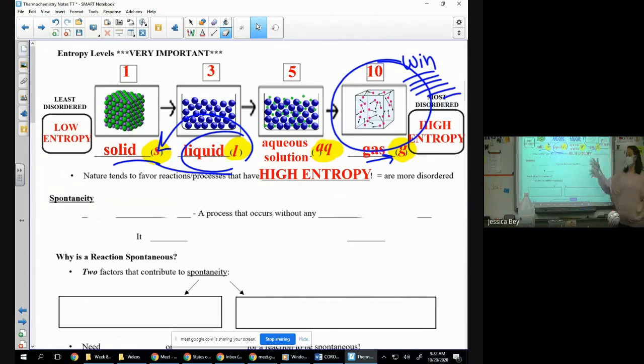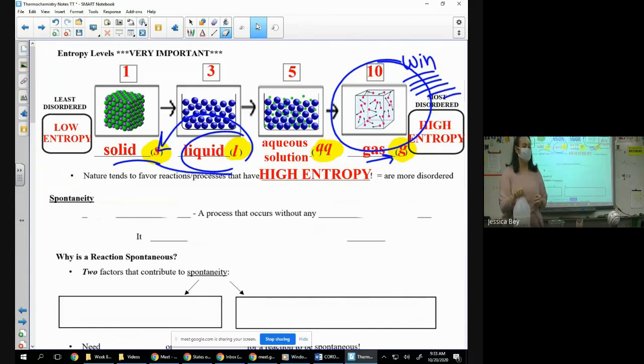Okay, so now we have two pieces. This thing about thermal energy and this thing about increasing or decreasing entropy. We need to put those together and define what spontaneity is. So again, back to my little reaction here. I'm putting some baking soda in here and I'm putting some vinegar in here. Do I have to do anything to those things to make them react? I put them together and they just react, correct?